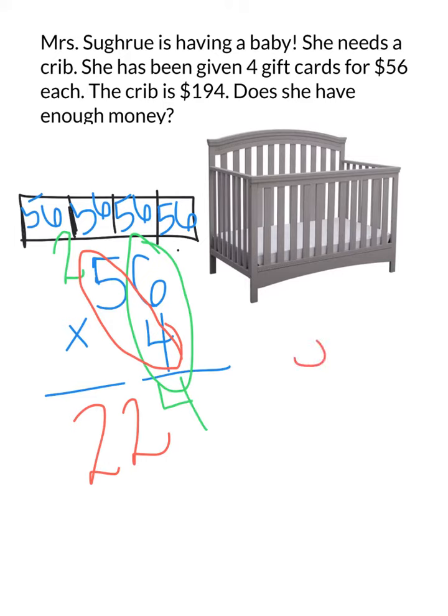Wow, that's generous. Yeah, that's really cool. So if you have $224 in gift cards and your crib costs $194, it definitely looks like you have enough money. Sweet deal. Yeah, you might even have enough left over to get something else that you need for your baby boy, girl. I don't know yet.